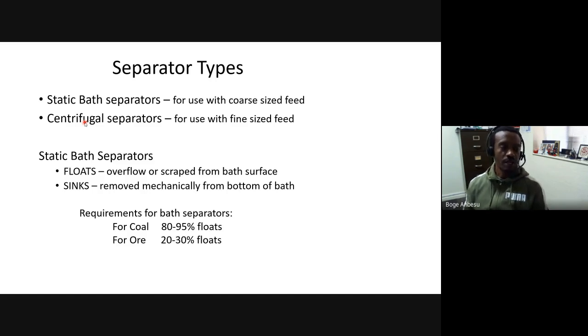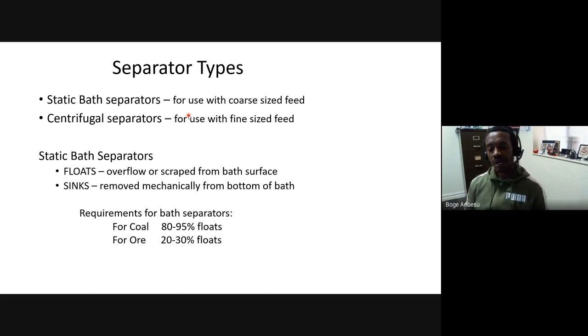But there are a couple of examples that I can mention in terms of the commonly used gravity separators employing dense media. So in this case, you could have static bath separators and centrifugal separators. So depending on what particle size you're looking at, you could use one or the other. And typically for coarse particle processing, say when you're looking at particles that are 10 millimeter or 40 millimeter or 100 millimeter in size, typically we consider those as coarse particles, and we can use static bath separators for those.